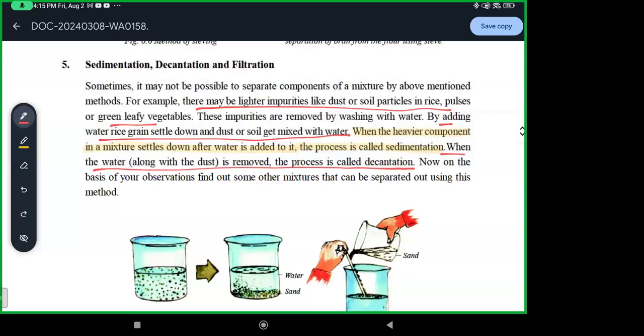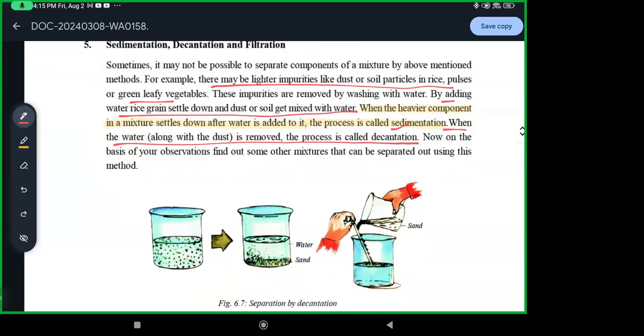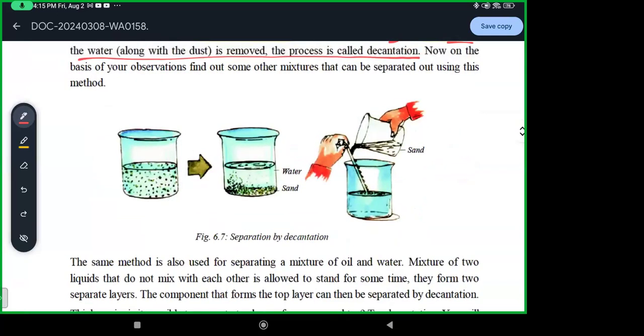So when Anaya adds water to the rice and the rice settles down at the bottom, it is called sedimentation. Okay. When she washes it nicely and then drains out the water and the dust is removed with the water, that thing is known as decantation. Okay. Now, on the basis of your observation, find out some of the mixtures that can be separated using this method.